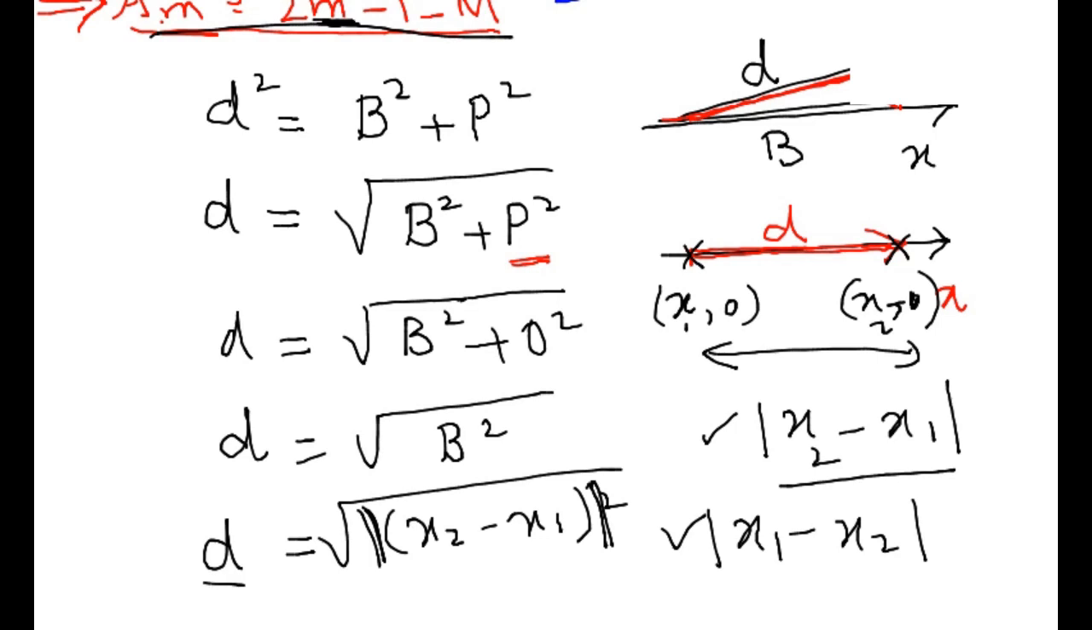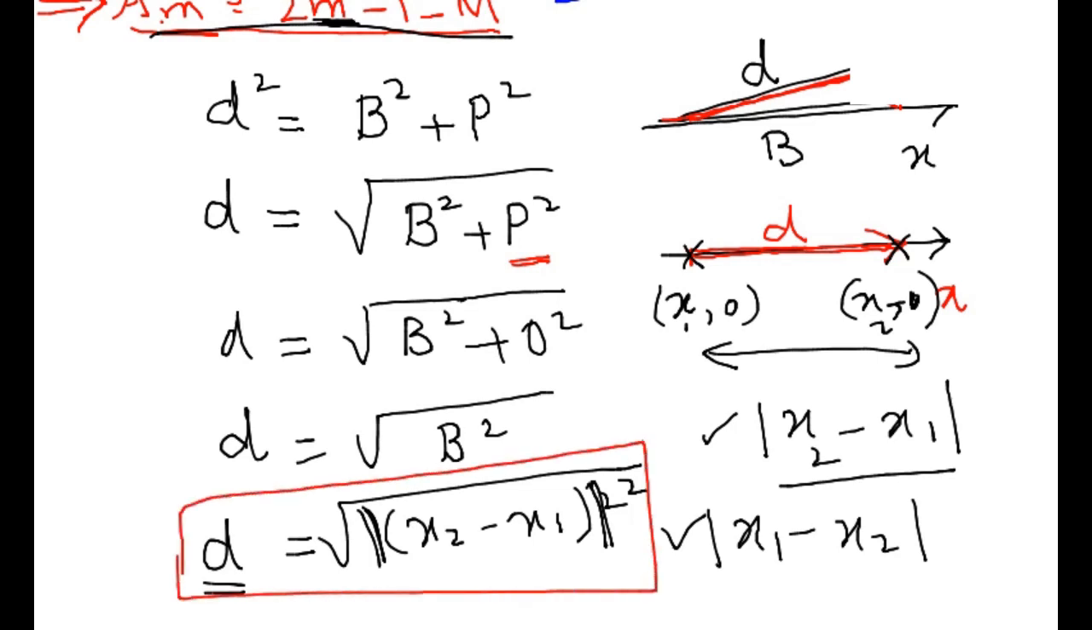Whatever point you take first, you will get the same answer. The distance will be positive. So it is x2 minus x1 whole square. We'll use this expression to find out the Euclidean distance for our signals.